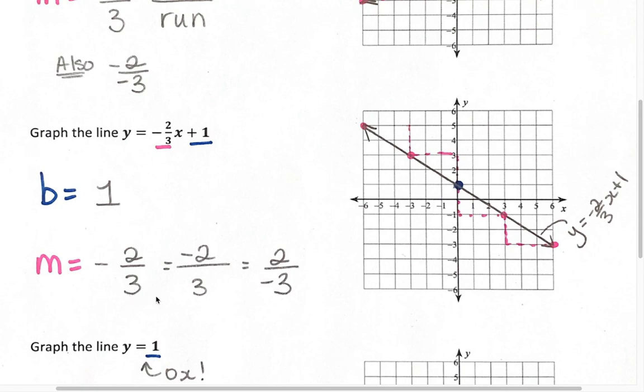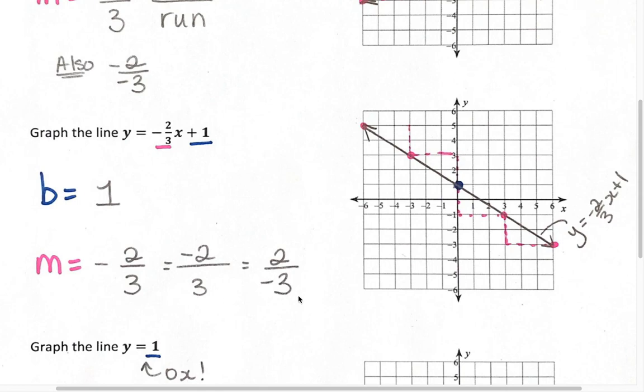Now remember, when we have a negative fraction, there's 3 ways we can write it. We can write it with the negative out front of the fraction, like it's written in the equation. We can stick the negative up top with the numerator, so that would be equivalent to negative 2 over positive 3, because that's going to be a negative number. But I could also put my negative down with my denominator, so that would be equivalent to 2 over negative 3. So these fractions all mean the same thing, okay?